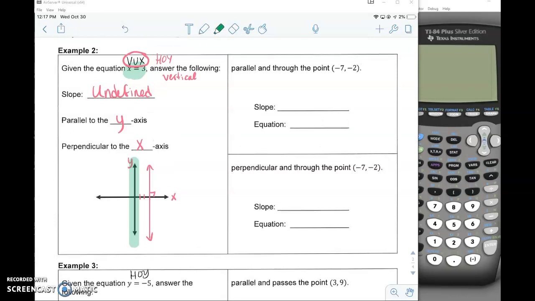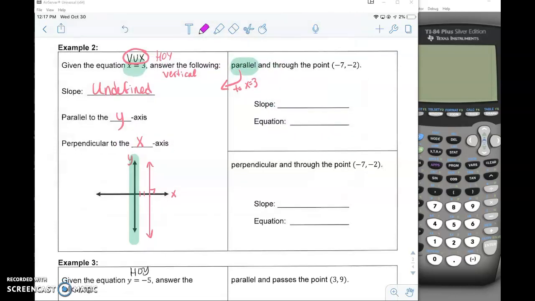The next part says we need it to be parallel to the line that we just graphed, and going through the point negative 7, negative 2. I know negative 7, negative 2 is somewhere over here. If I need it to be parallel, it needs to be the same slope. So my slope is still undefined, which means this is still a vertical line. So a vertical line is an x equals equation, and if I look at my ordered pair, it is x equals negative 7.